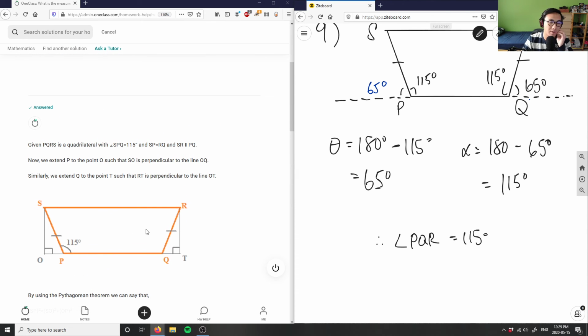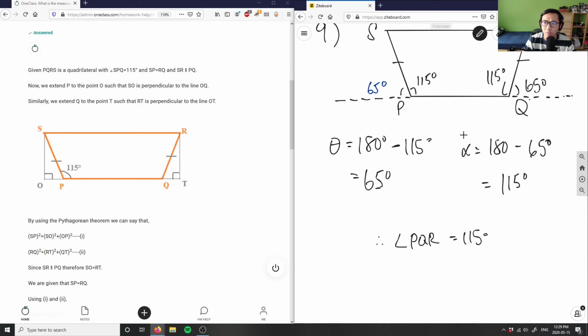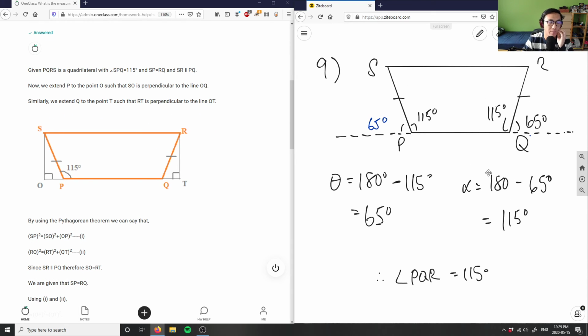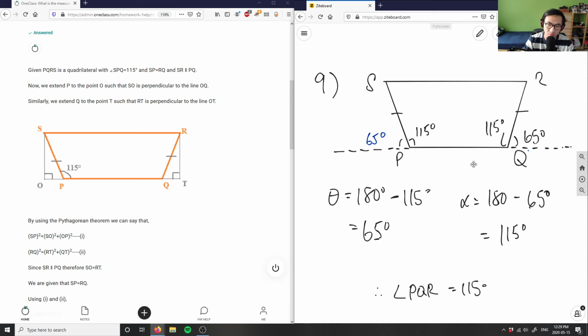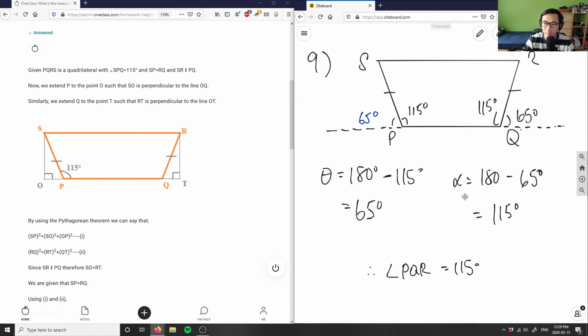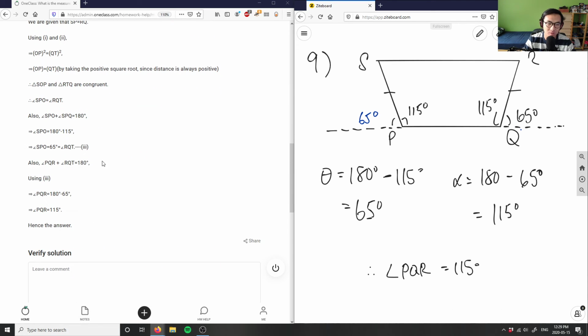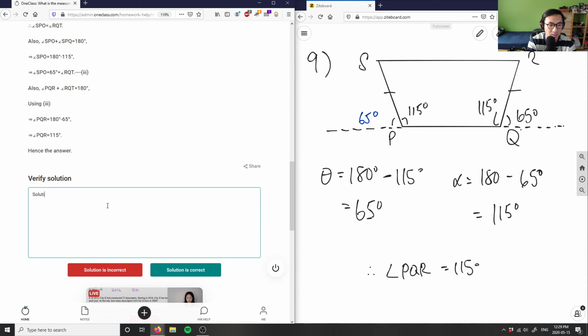So this here is a very, very convoluted solution for such a problem. Again, if you know the sum of the interior angles, you can very easily solve for this problem here. You don't need to use substitution in the Pythagorean theorem. You're just extending the problem here. So the solution is correct. Good analysis, however convoluted.